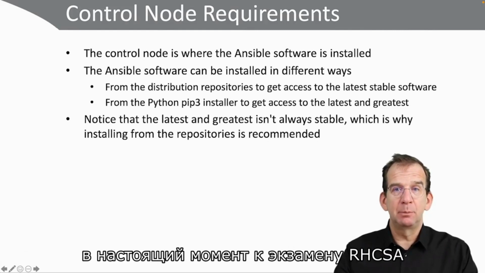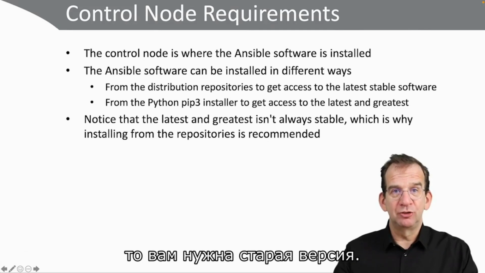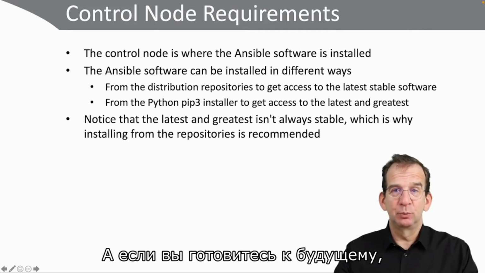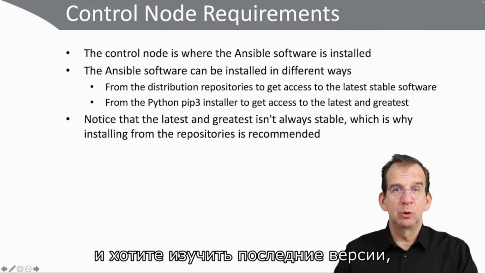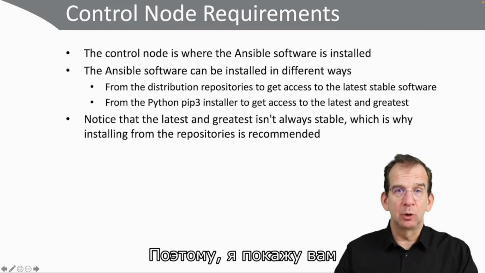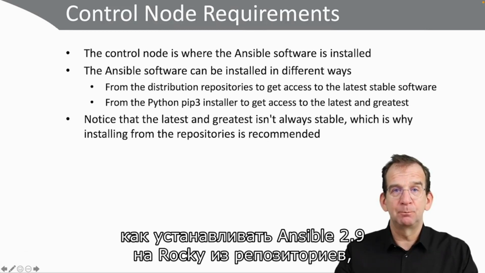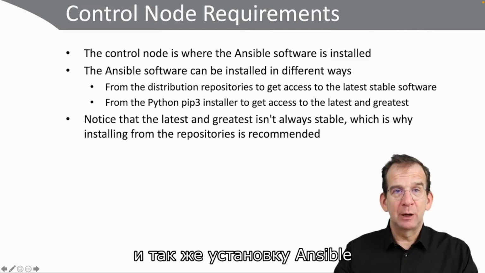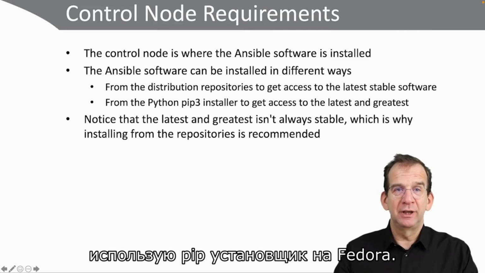But the thing is, if you are preparing for RHCSA at this moment, the old approach is still what you need to know. And if you want to prepare for the future and you want to learn about the latest and greatest, you should learn about collections. And that is why I'm going to show you how to set up Ansible 2.9 on Rocky from the repositories, and also how to set up Ansible using the pip installer on Fedora.